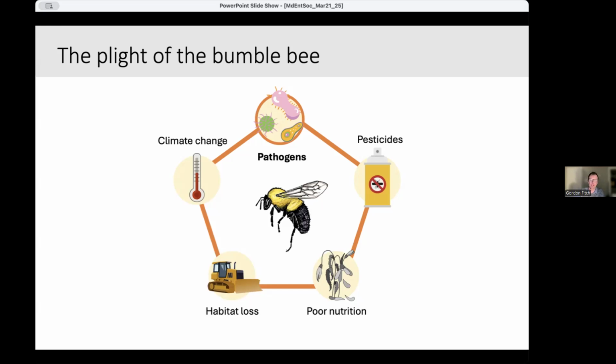And then certainly climate change is becoming an increasingly significant issue, leading to mismatches between when the flowers are blooming and when the bees are flying, and leading to acute stress from too much heat for many of these bees. And then finally, the stressor that I'm going to be talking about mostly tonight is pathogens. So disease is implicated in the decline of a number of our most iconic bee species.